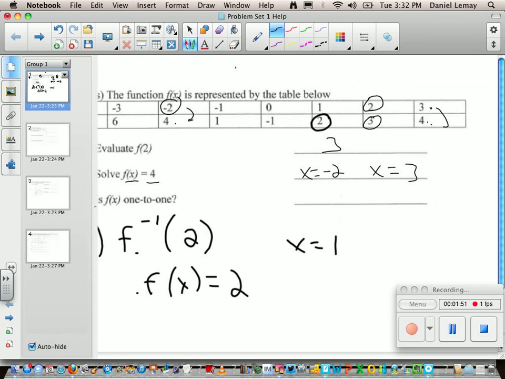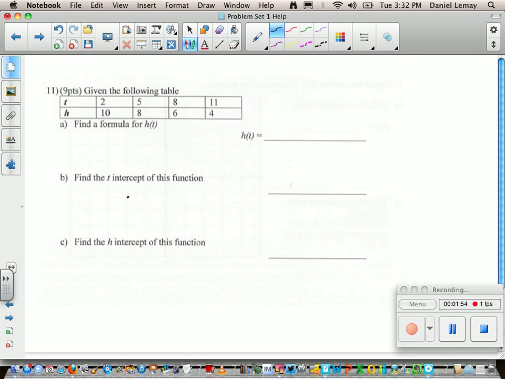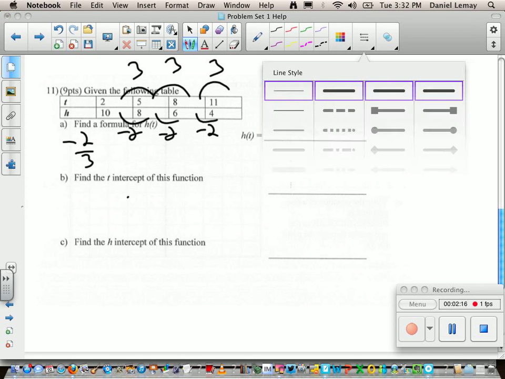Next question. We have to find a formula. Probably it's a line. Let's see. That increases by 3. That increases by 3. That increases by 3. That decreases by 2. Decreases by 2. Decreases by 2. That tells me the slope is negative 2/3 if we make it a unit rate.